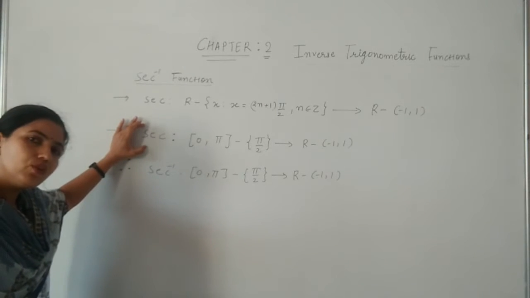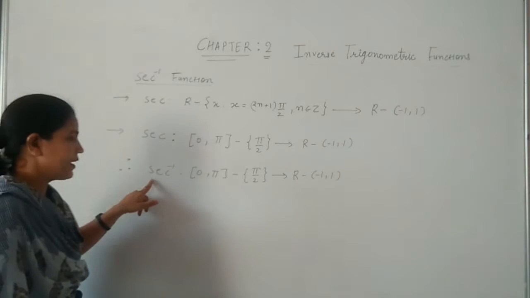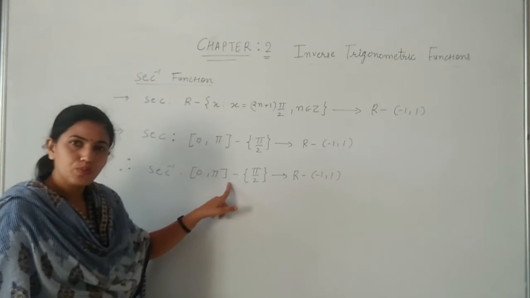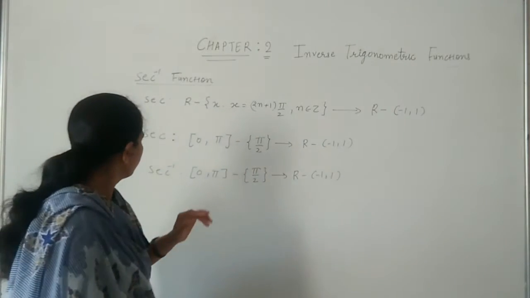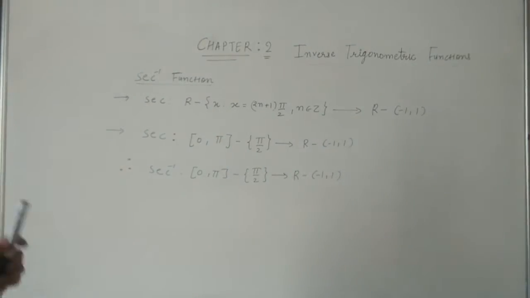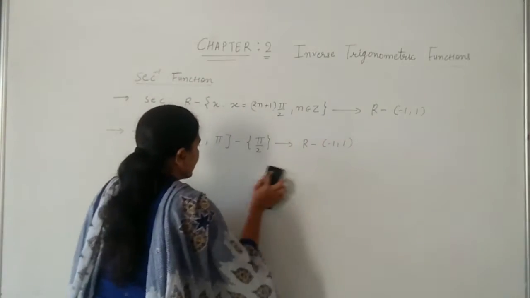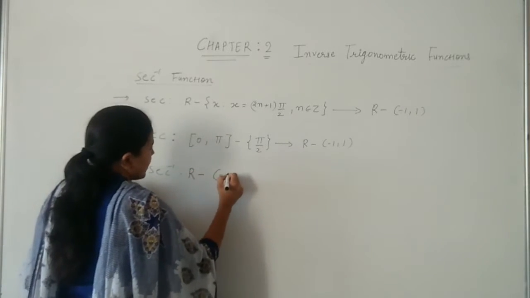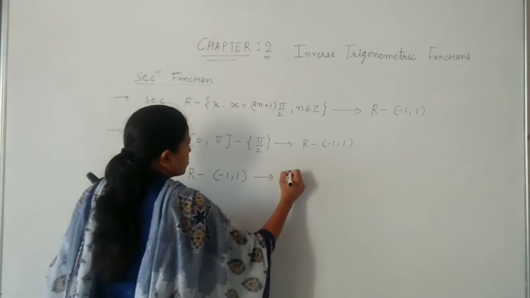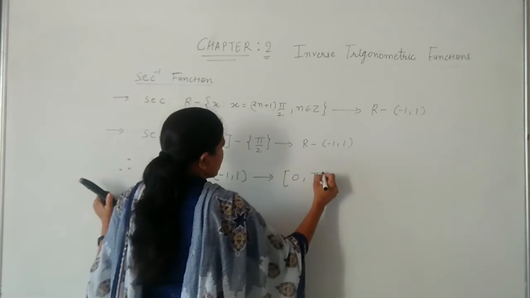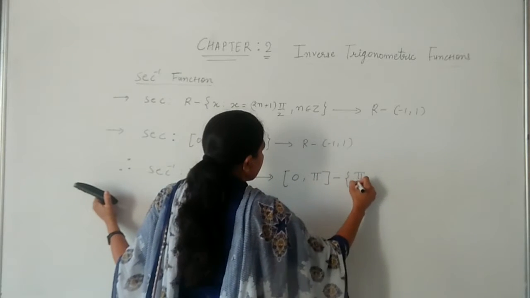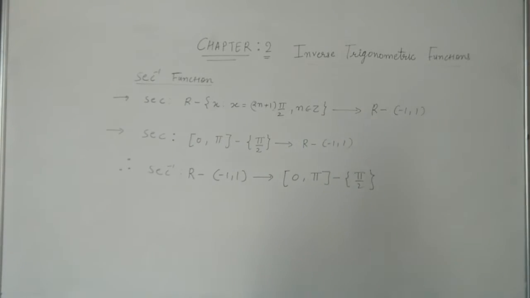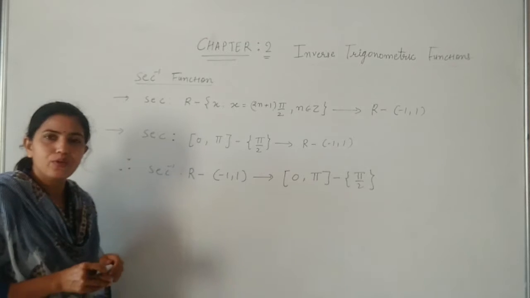As it is one-one and onto, its inverse can be defined, and its inverse is sec inverse. Now we are defining the inverse, so the inverse will take the reverse values. So sec inverse is defined from R minus the open interval -1 to 1 to the interval 0 to π minus {π/2}. Now students, you know the domain, codomain, range and principal value branch.